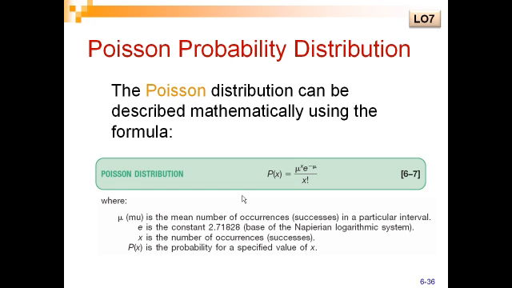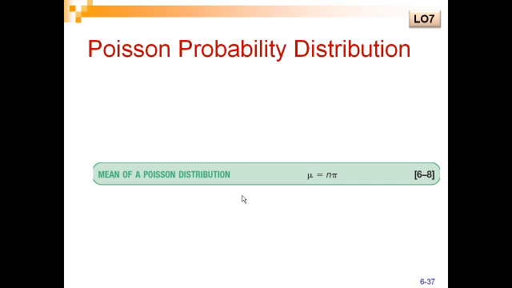The Poisson distribution can be described mathematically using the formula below, where mu is the mean number of occurrences or successes in a particular interval, e is the constant 2.71828 based on the Neperian logarithmic system, X is the number of occurrences or successes, and P(x) is the probability for a specified value of X. The mean number of successes mu can be determined by n pi, where n is the total number of tries and pi the probability of success.